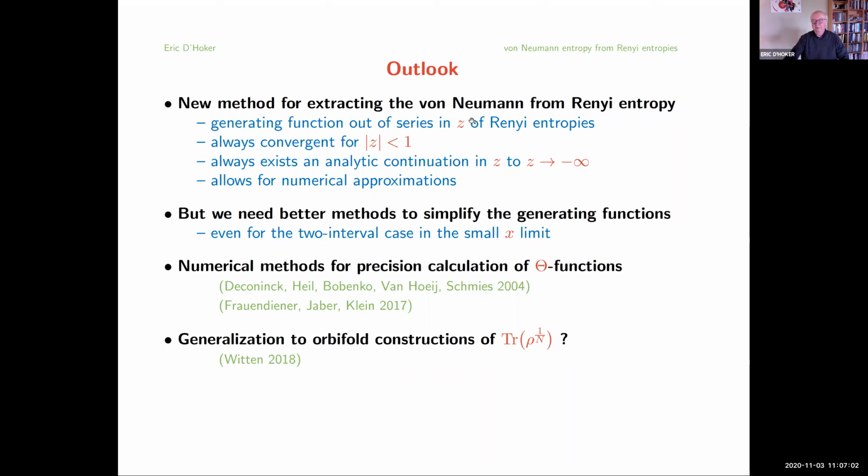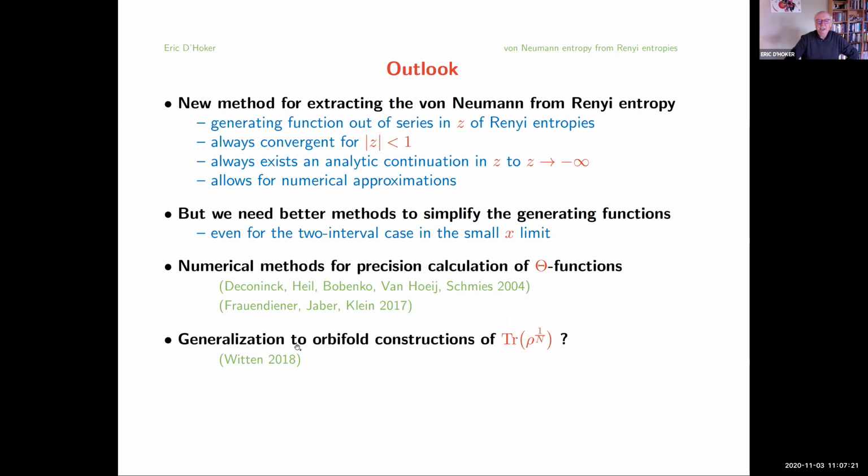I should just say that for the case of multiple intervals, two intervals with higher order, people have actually looked at precision calculations involving higher rank data functions very recently. So maybe there is some hope there.